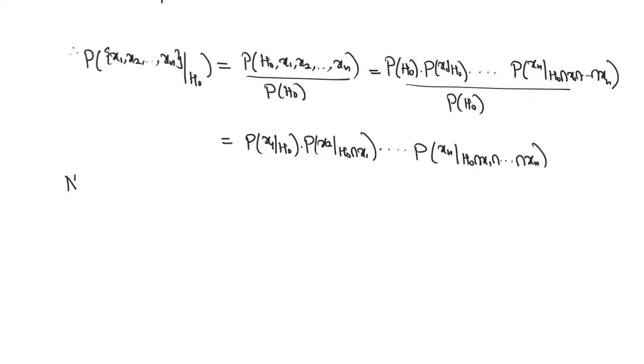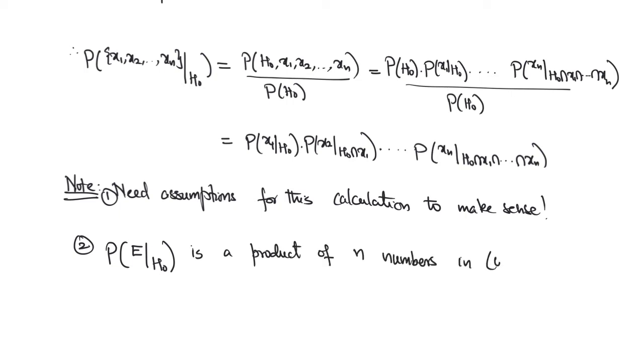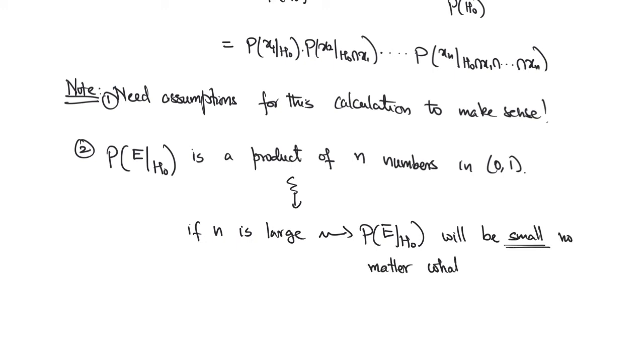We note that for this calculation to even make sense, we would need a bunch of assumptions. For example, if the sample was coming from a continuous distribution, each of these point probabilities would be 0. Now, even if we could calculate these probabilities, we notice that each of these n probabilities would be numbers between 0 and 1. And if n is large, the product of all of these numbers will be small, no matter what each of them are.